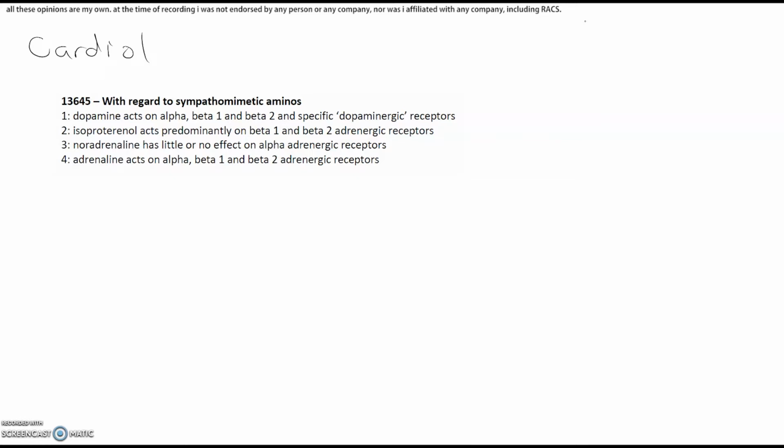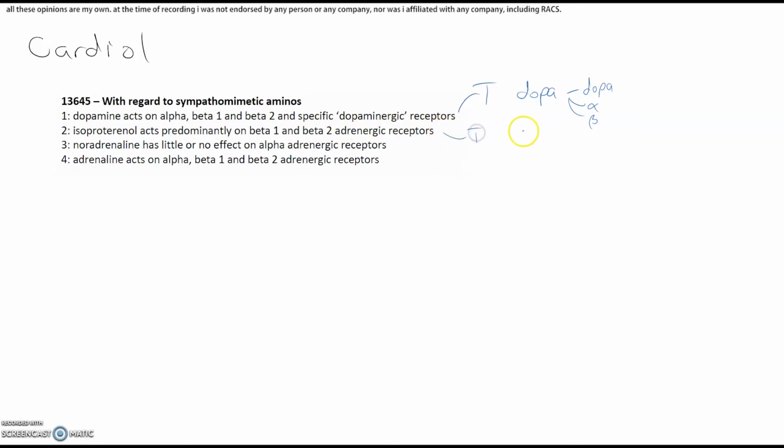Here we've got a question regarding sympathomimetic amines. So question 1, dopamine acts on alpha, beta 1, beta 2, and specific dopaminergic receptors. We know this to be true based on the table that we drew before. So dopamine does indeed act primarily on dopamine receptors, but also ends up acting on alpha and beta. So that's true. Isoprenaline acts predominantly on beta 1 and beta 2 adrenergic receptors.